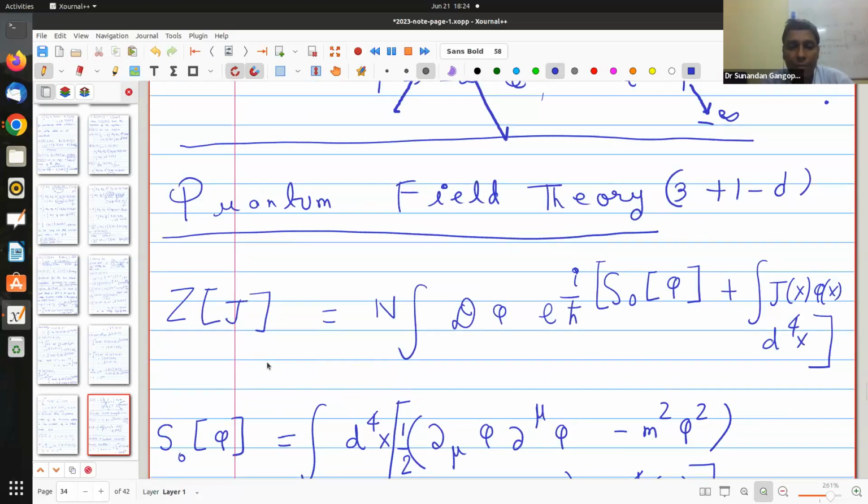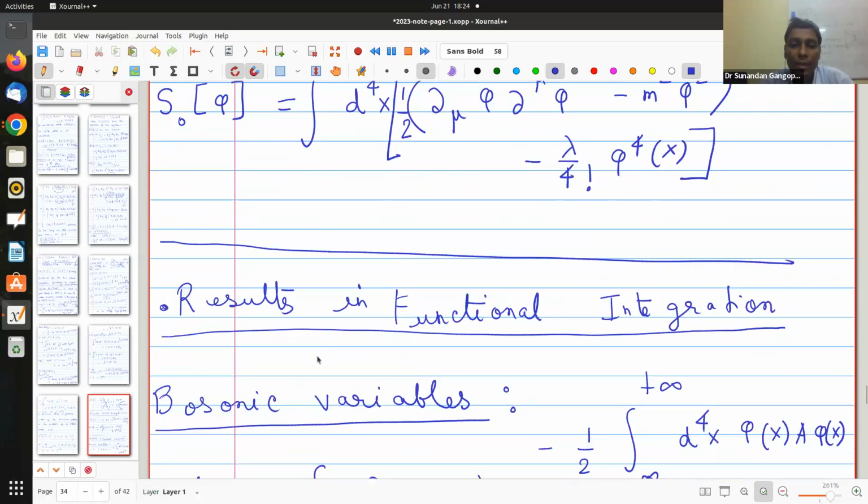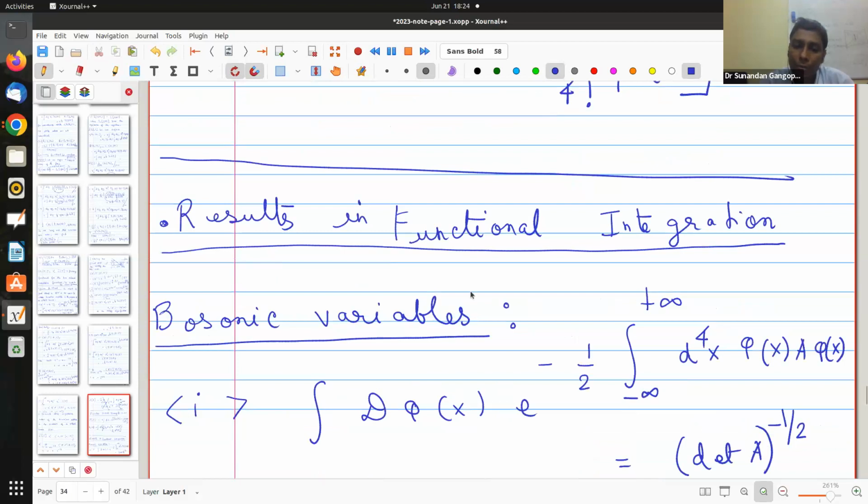So now, with this setup that we have established, let me just show you certain results in functional integration. I will show you a couple of results and then stop for today, because I think that would be a nice place to stop. Let us make a brief digression and see some results in functional integration, and let us assume that we are working with bosonic variables.